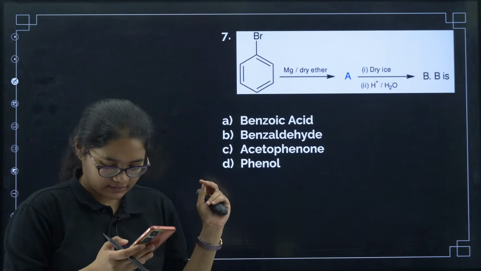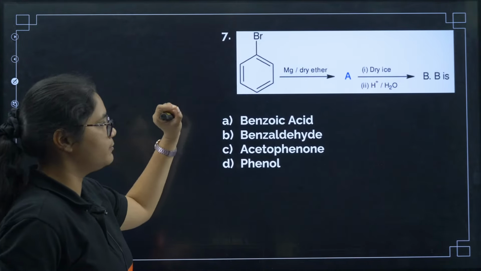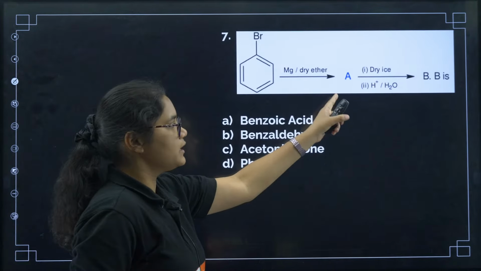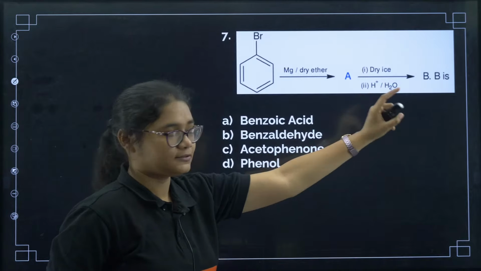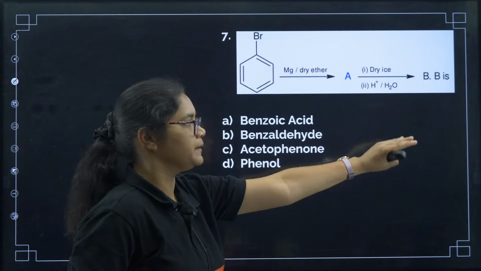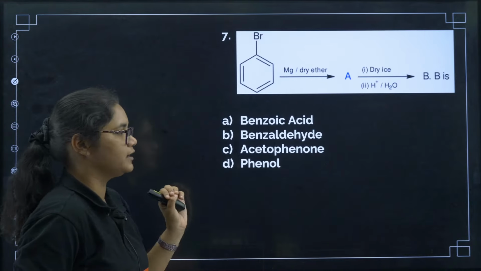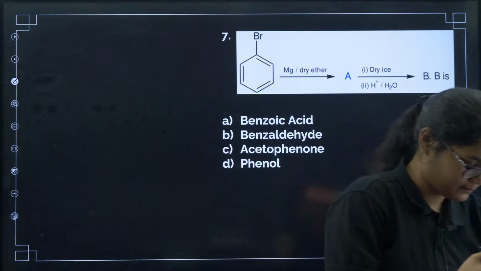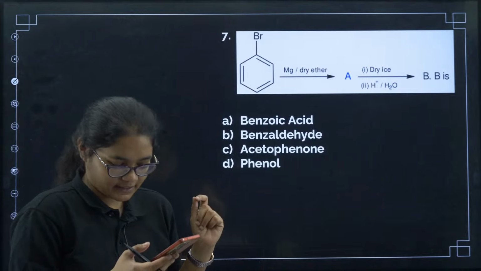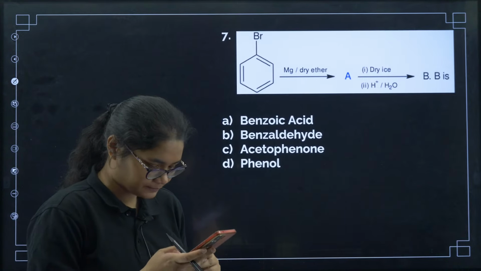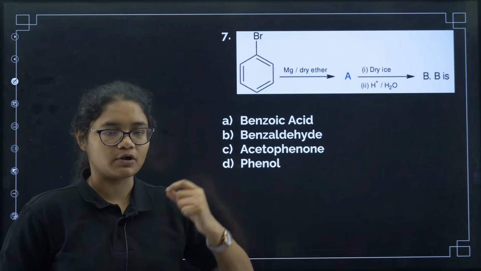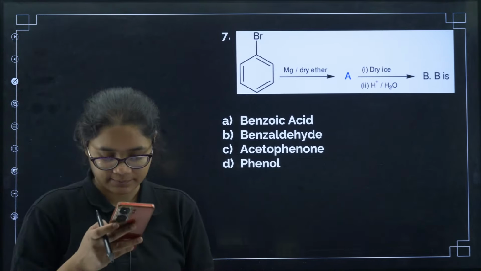This is a reaction-based question. You have bromobenzene, you are treating it with magnesium in dry ether, and you are getting A. That is reacted with dry ice. So what is dry ice? You should know. After that there is H plus and H2O to give you B. What is B? The final product here will be what? That is what you have to answer. Seventh question, all of you answer here. A very, very important reaction. Try to solve it in your mind and then directly tell me the answer.